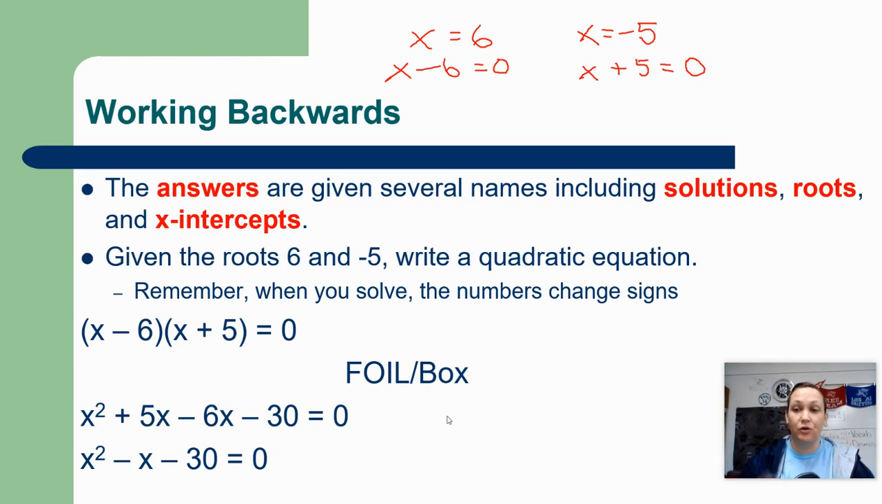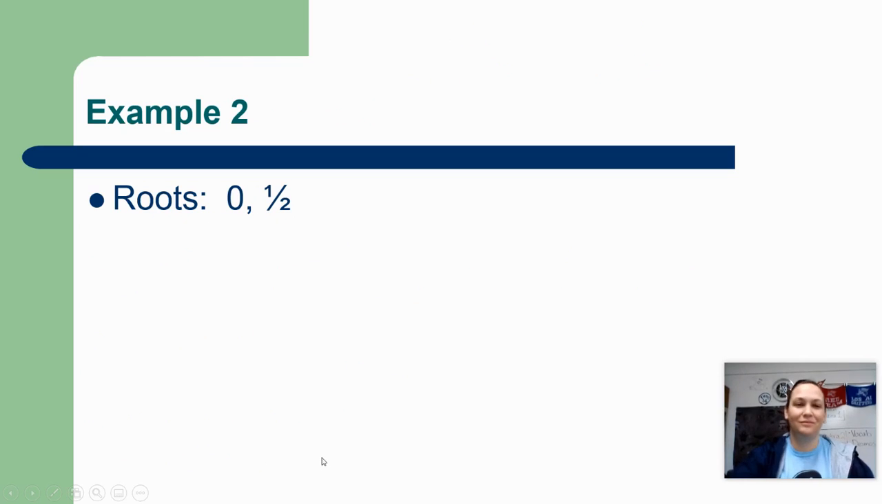And so the solution to this problem is this equation down here. Again, today we're working backwards, so your final answer will look like what yesterday's problems looked like. Let's do one more just to be certain. So here I'm giving you the roots are 0 and 1/2.